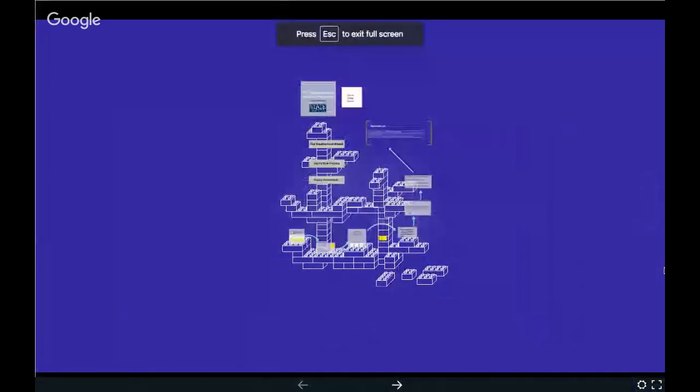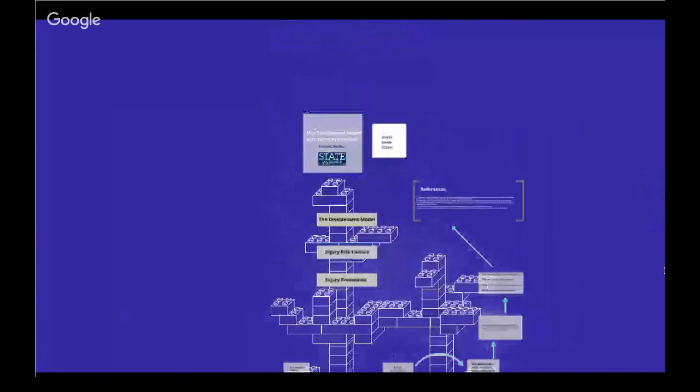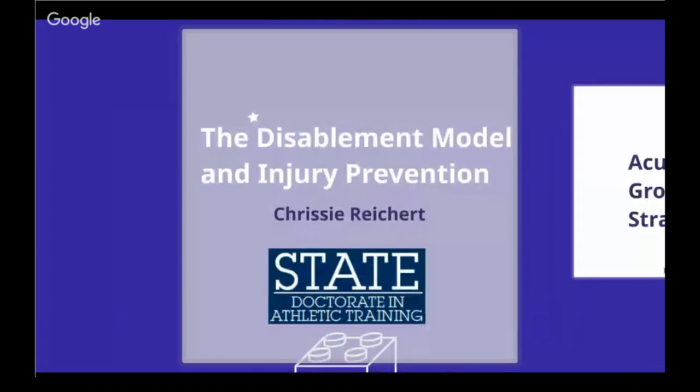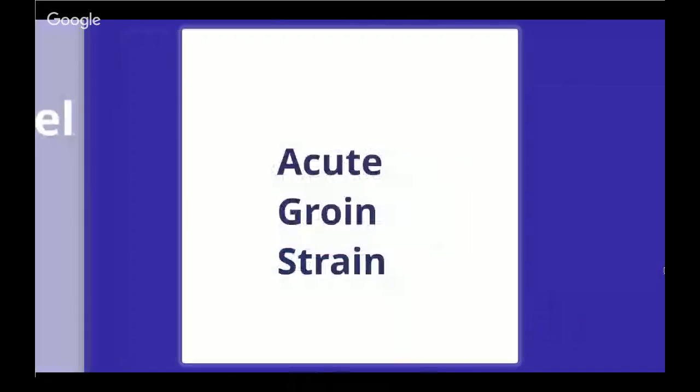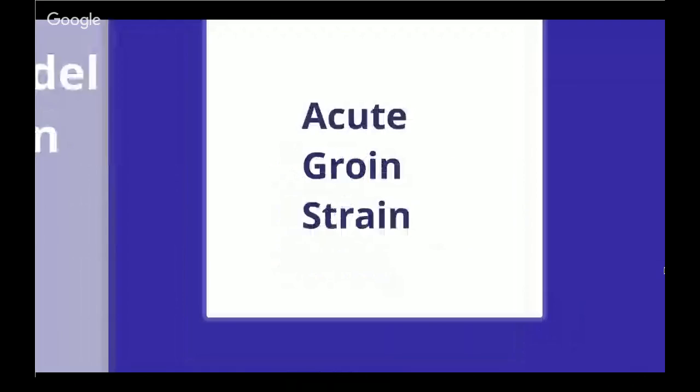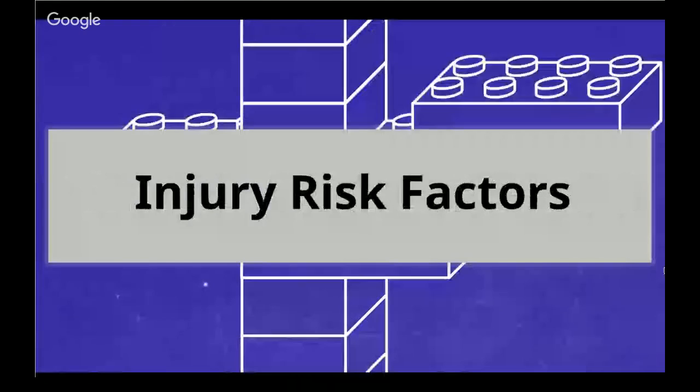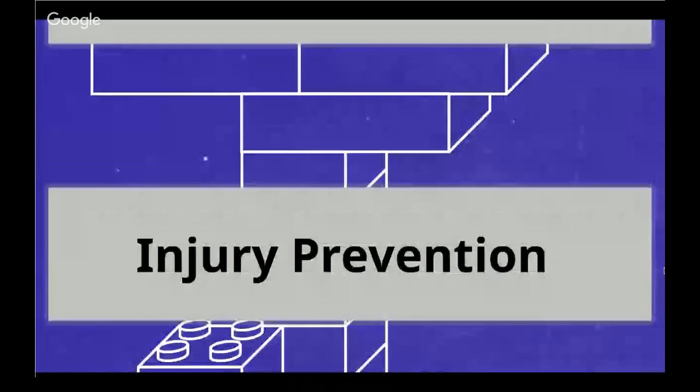I am a student in the Doctorate in Athletic Training program at Indiana State University, and today I'm going to be talking to you about the disablement model and injury prevention. Now, to aid in understanding of this concept, I'm going to be using an acute groin strain throughout the presentation. So first, we're going to go through the disablement model, talk about injury risk factors, and end with injury prevention.